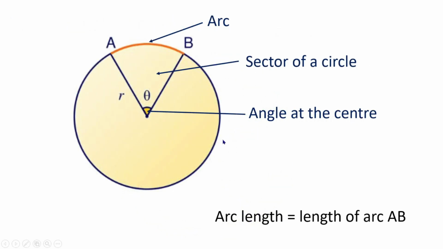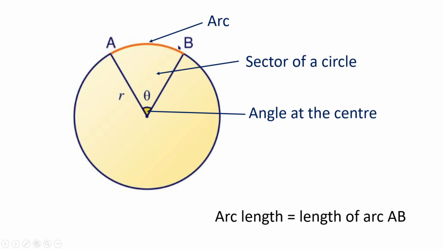This image here shows a sector of a circle. This is a sector of the circle. So what is a sector of a circle? A sector of a circle is a portion of the circle which is surrounded by two radii of the circle and the arc between the two radii. So a sector of a circle is surrounded by two radii. These are the two radii, and the arc which is between the two radii.